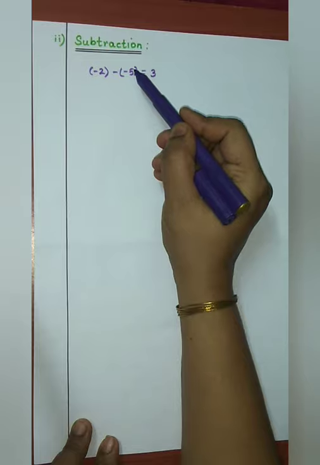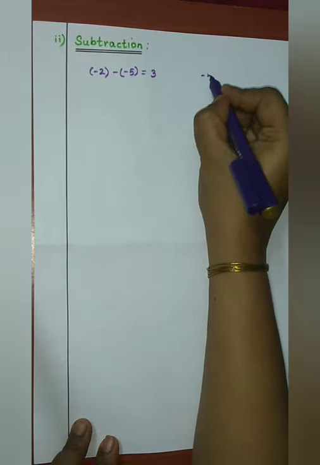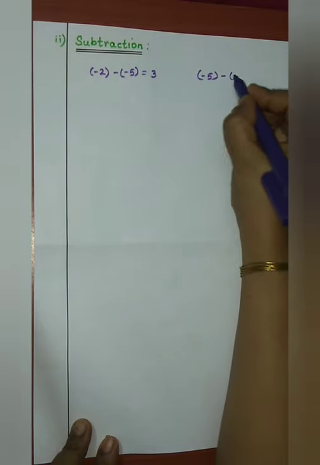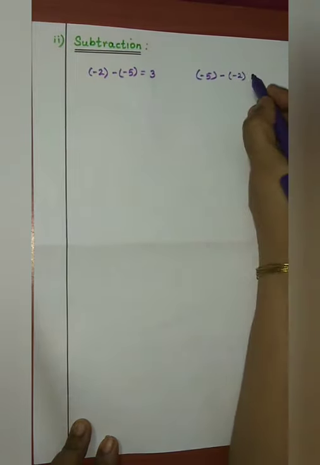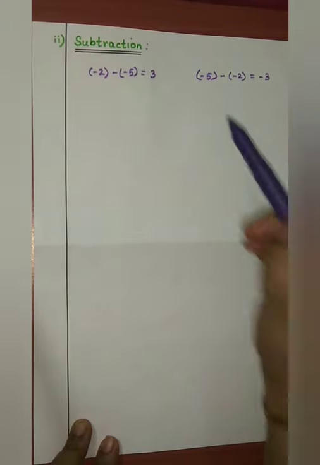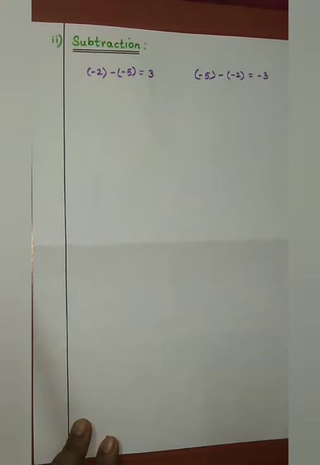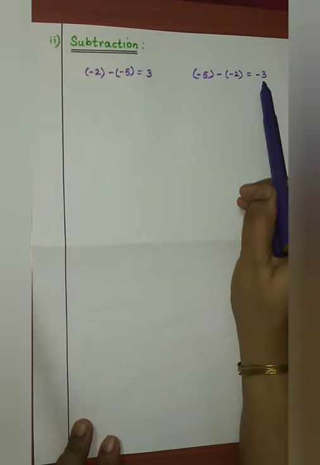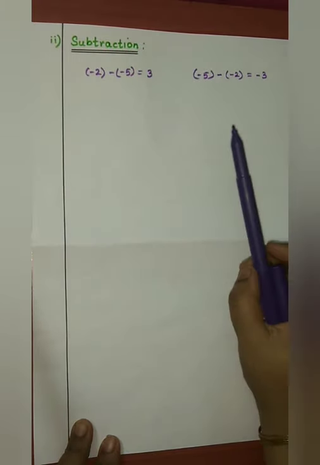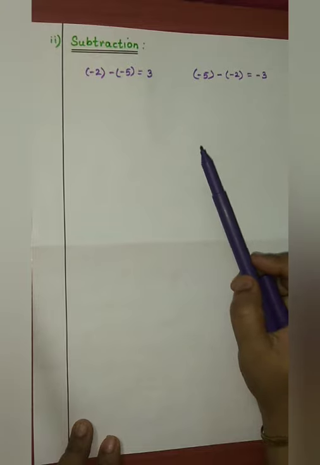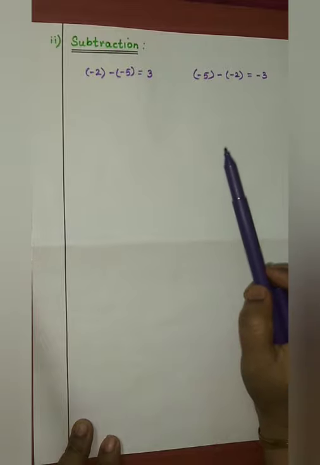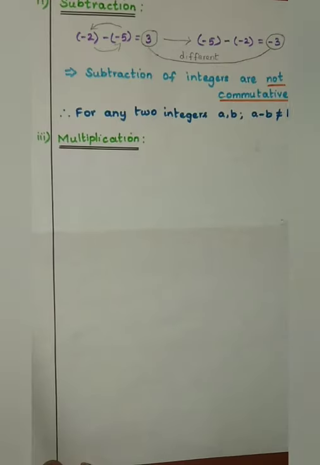How to change the order? You first write minus 5, subtract minus 2 from minus 5. So what do we get? Minus 3. Now compare the results. Are they equal? No. 3 is not equal to minus 3. So therefore, changing the order of integers in subtraction will not give the same value. Hence the commutative property does not hold for subtraction of integers.